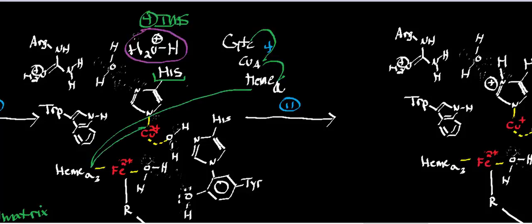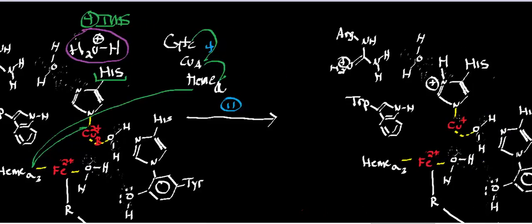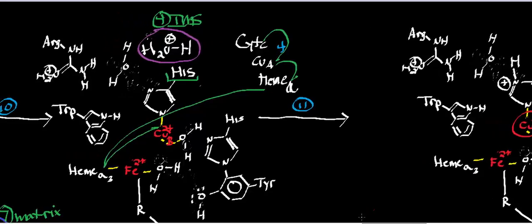finally, that electron will go to this copper 2+, this is copper B, right? And that reduces it into the resting state of the copper B, which is in the 1+ oxidation state. And just keep in mind, we also have the iron in the 2+ state, which is how we started the enzyme.